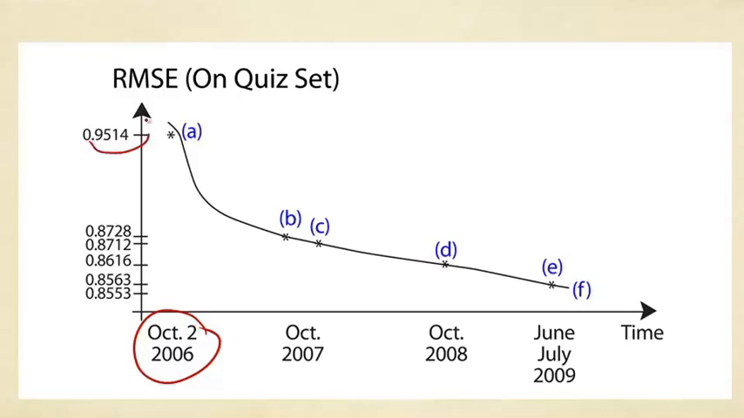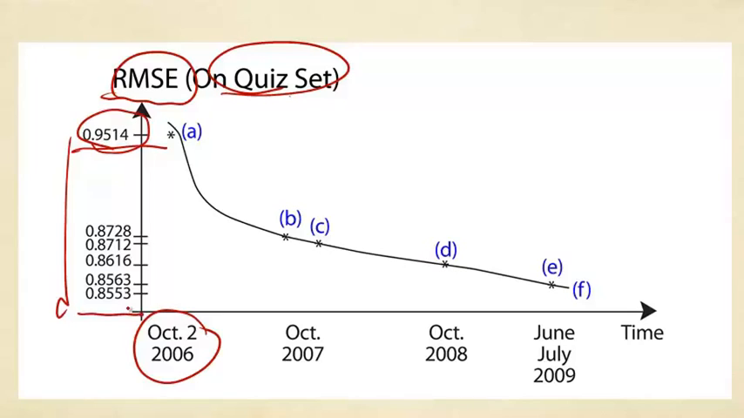So we have to go from 0.9514, to four digits of accuracy of RMSE on the quiz set. Remember, the test set is reserved for the final phase. So beating Cinematch by a tiny bit on the quiz set in terms of RMSE was achievable within one week. Now I have to push this down by 10%, all the way to 0.8553.